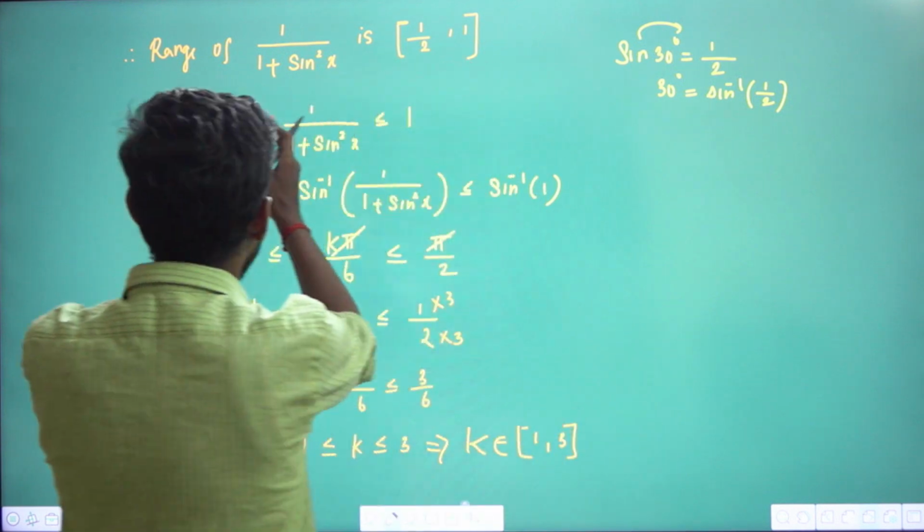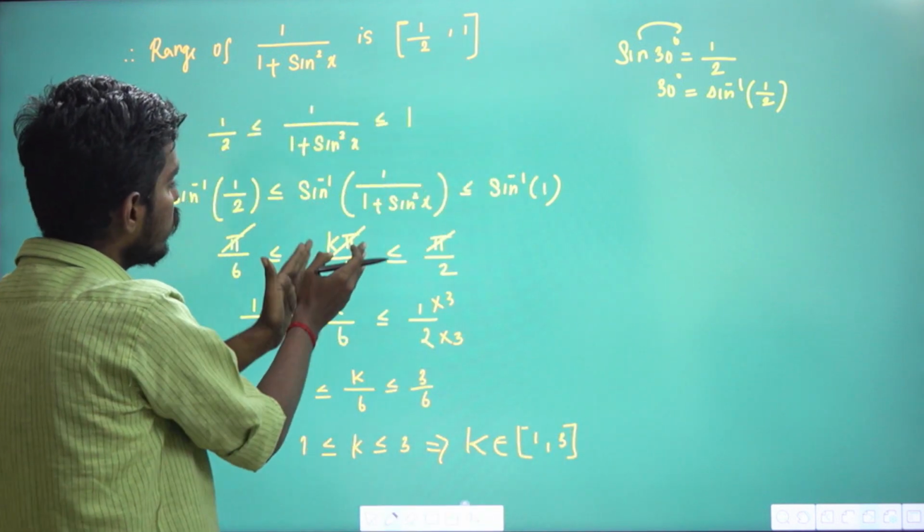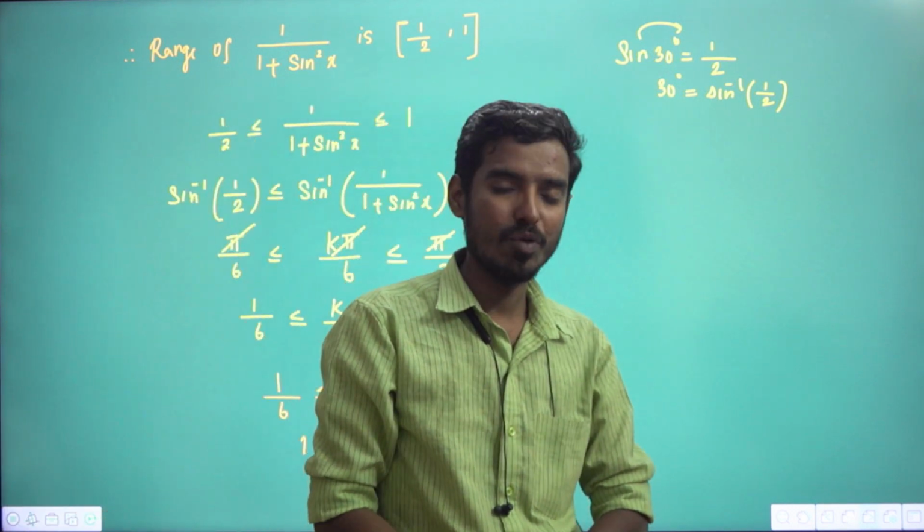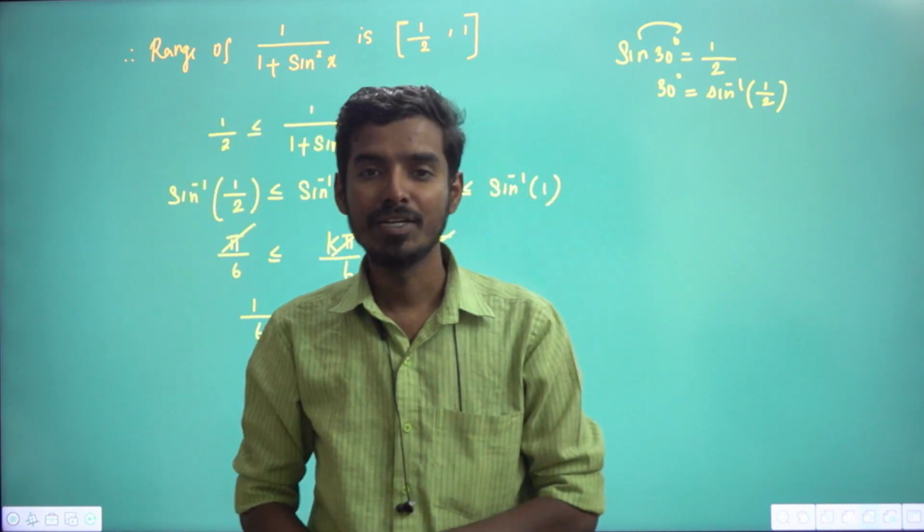Now you just apply sine inverse, substitute k pi by 6, and simplify. You get k to be in the closed interval 1, 3. So whenever k lies in this interval, it will have a solution.